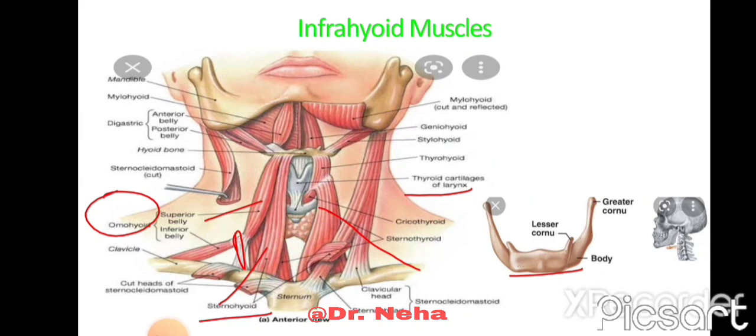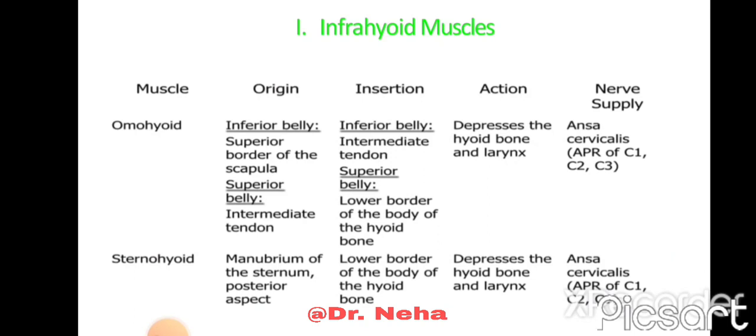These infrahyoid muscles are supplied by the ansa cervicalis, and their function is the downward movement of the hyoid bone and the larynx. So these are the attachments, action and nerve supply of these infrahyoid muscles.